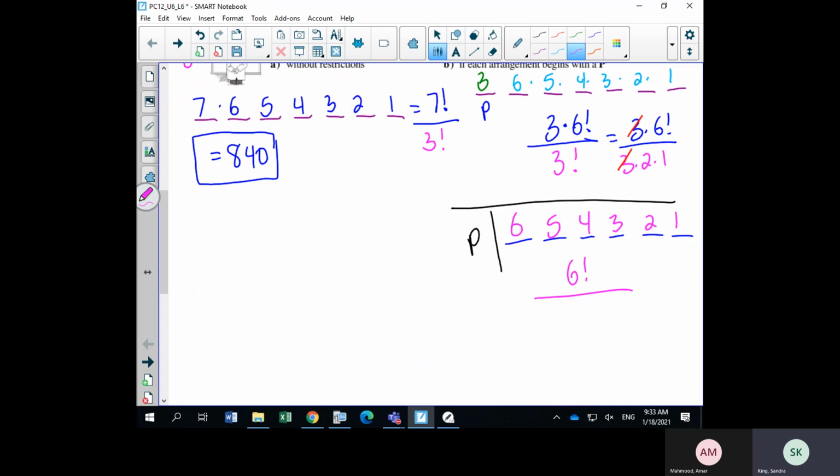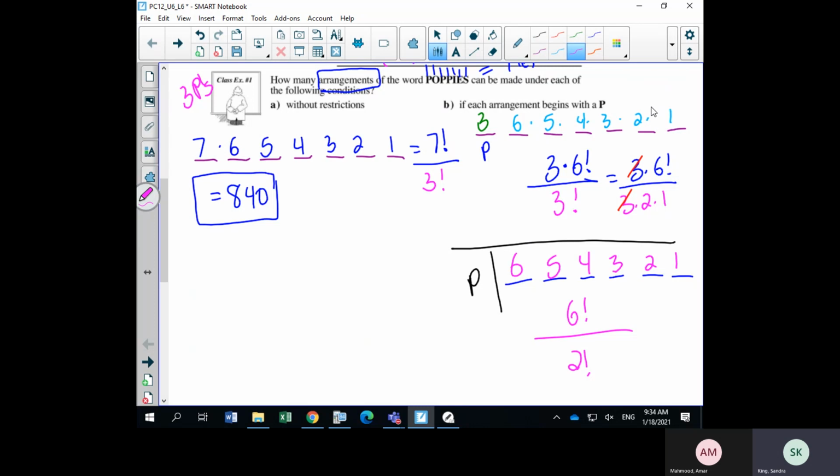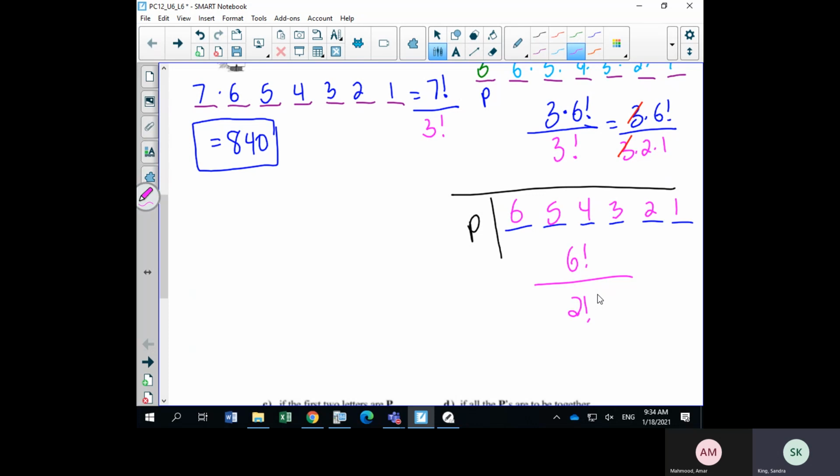Do you know what they would divide it by, though? How many repeats would be in this section if one of the P's is out of the pool? There would be 2. So this is how your book does it: 6 factorial over 2 factorial. Versus how I do it. I'm going to show you both ways, and then you pick which way you like. Either way, we get the exact same answer, and we would both get an answer of 360. It's whatever way you want.